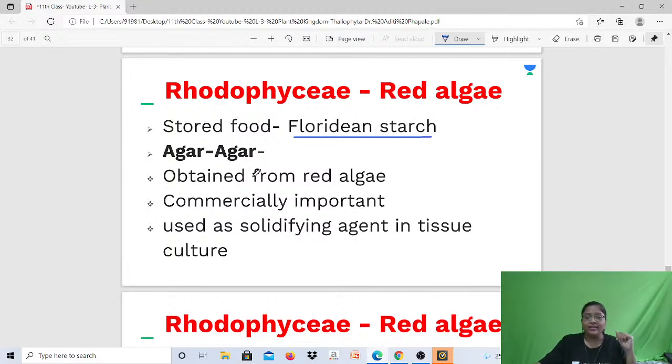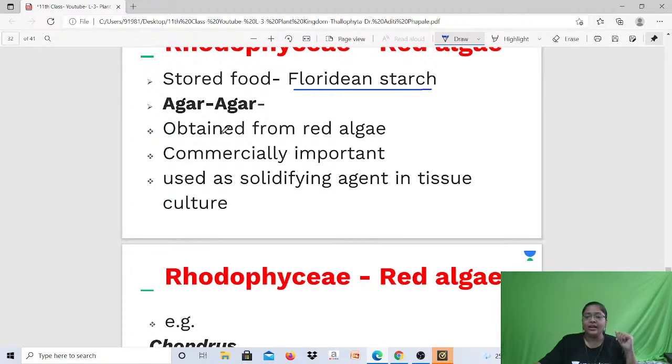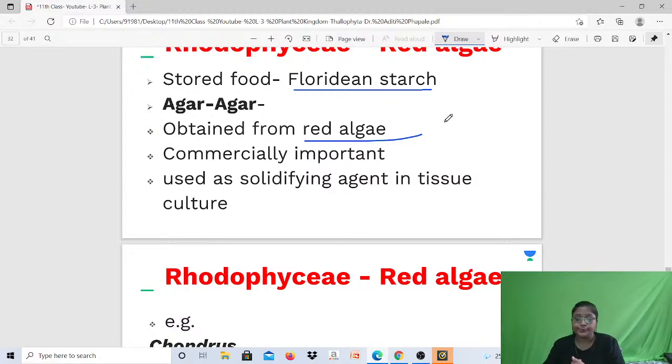Now, agar-agar is an example. Agar-agar is obtained from red algae. Very important. I ask: agar-agar is obtained from dash. Green algae, red algae, brown algae.